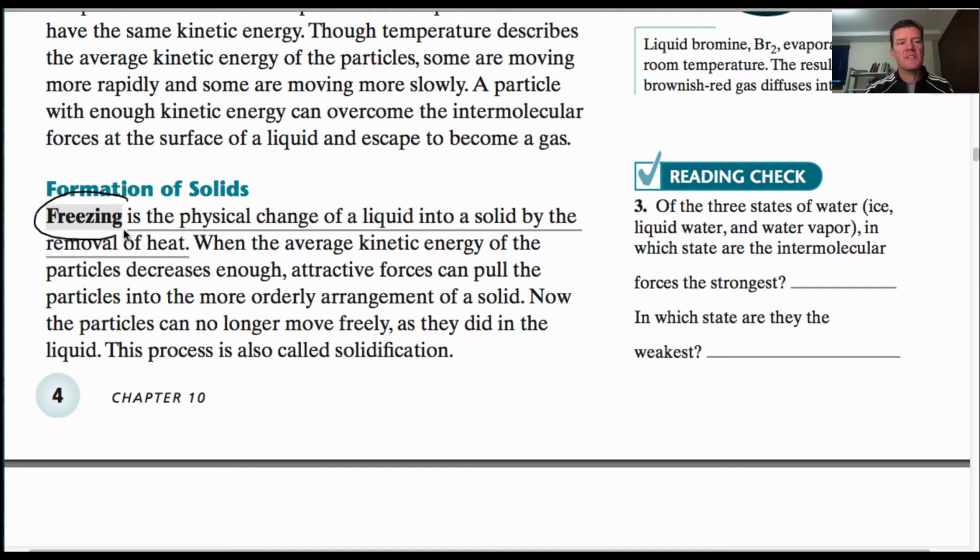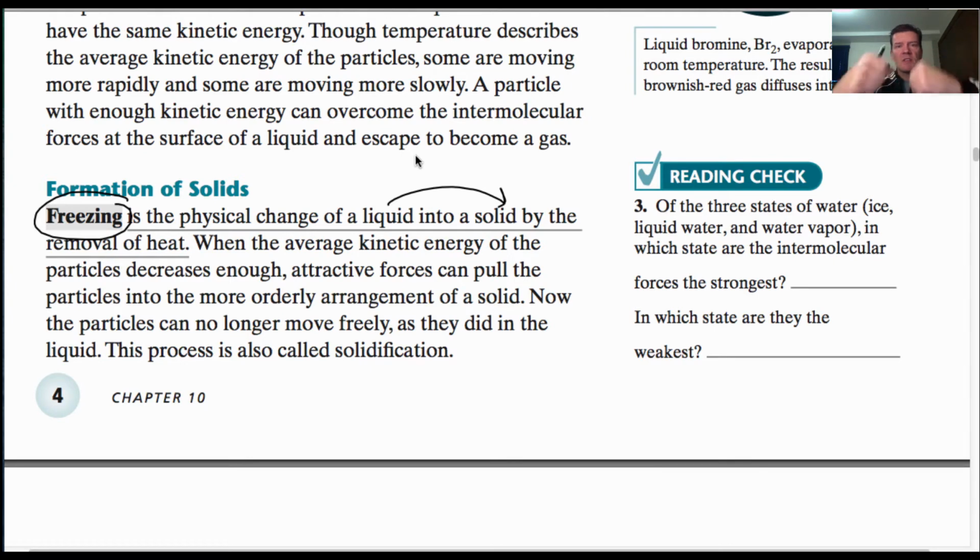How about freezing? Well, freezing means you're going from a liquid to a solid. And in order to do that, you have to slow the particles down. Liquid particles are moving faster than solid particles. So if you want a liquid, the particles are moving pretty fast. Even though they're not escaping, they're not expanding like a gas, the particles are still moving, okay?